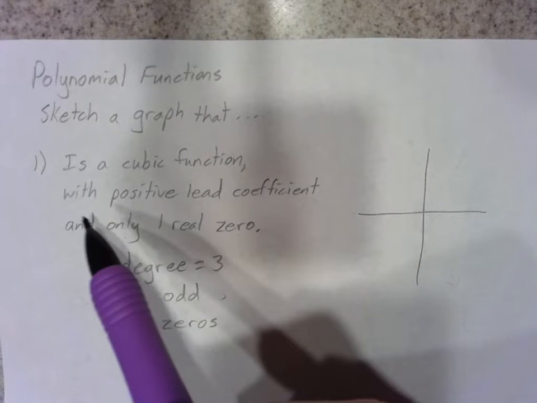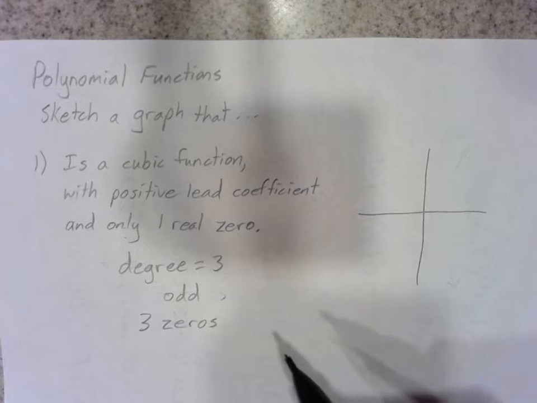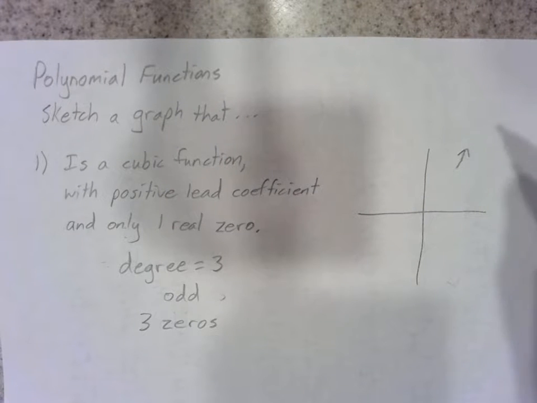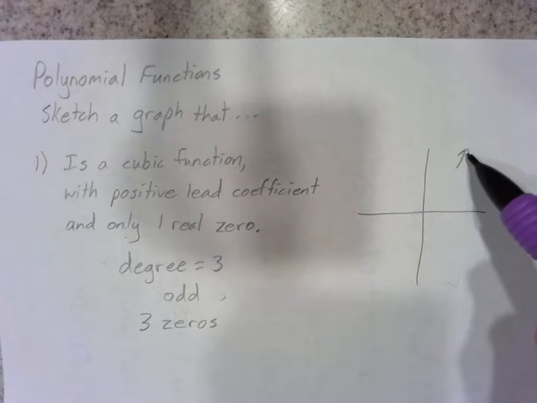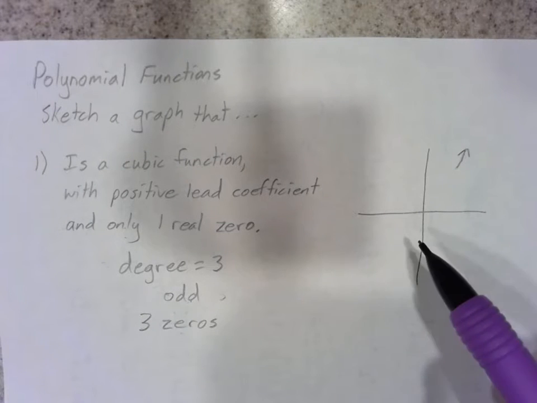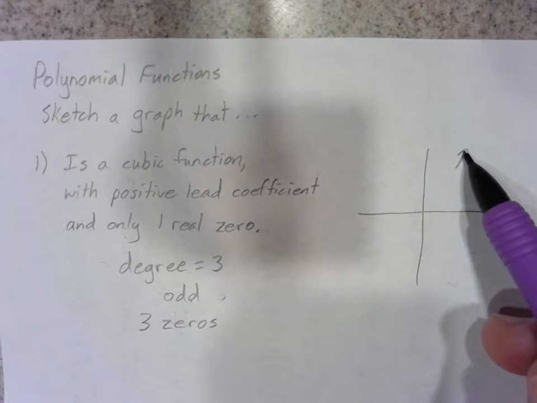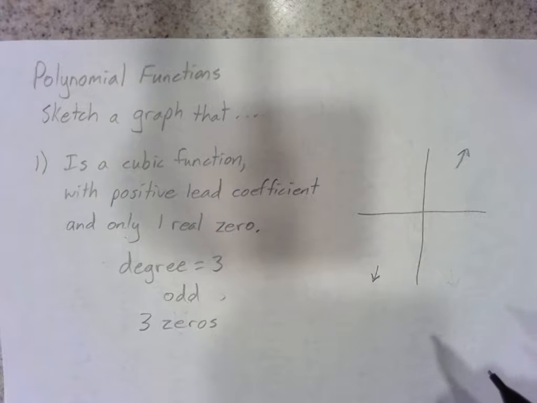So the next thing I see, it's a positive lead coefficient. Positive lead coefficient tells me that it is going to finish going up to the right. Because it is odd, I know on the left side it's going to be the opposite. So if it's up on the right, it means it's down on the left.